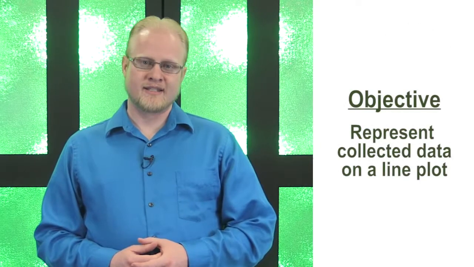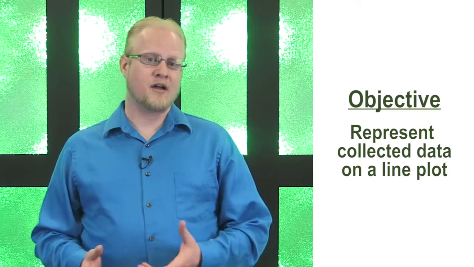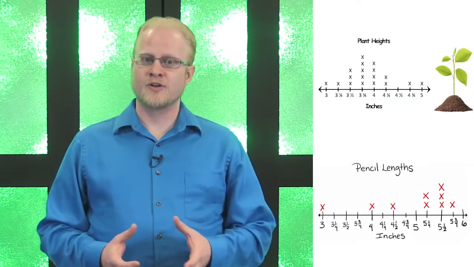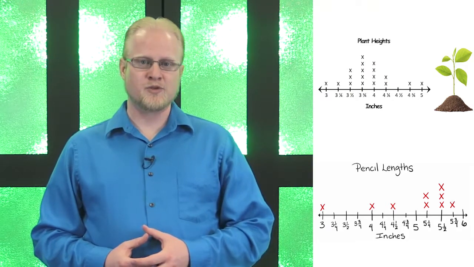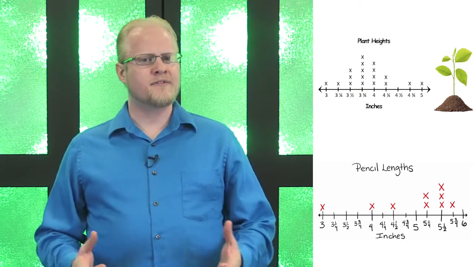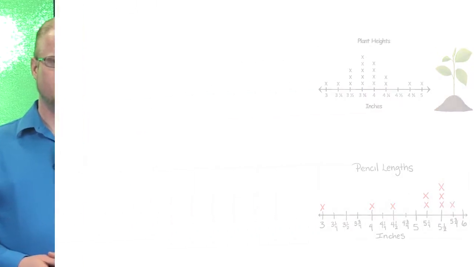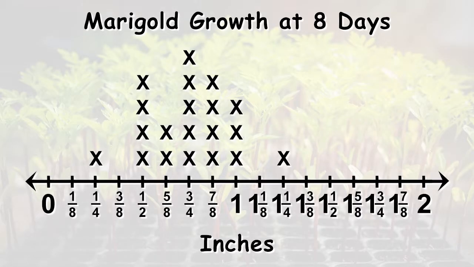The objective of this lesson is to represent collected data on a line plot. In third grade, students learned that line plots are used to represent measurement data to view smaller amounts of data. This is different from bar graphs or pictographs, which are used to represent categorical data. Here is an example of a line plot.